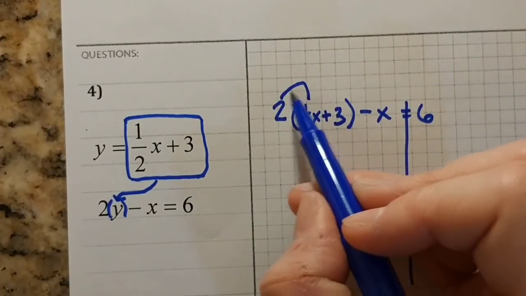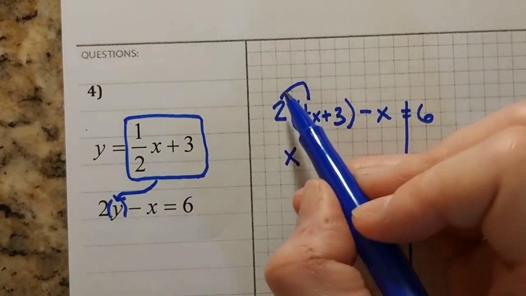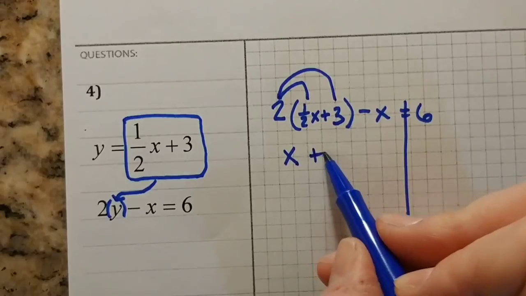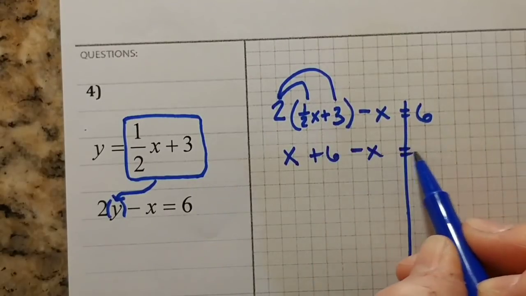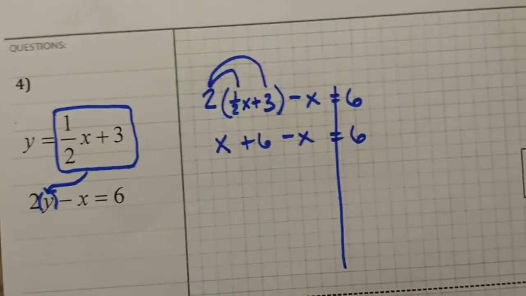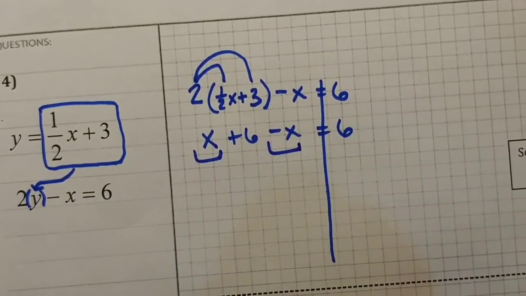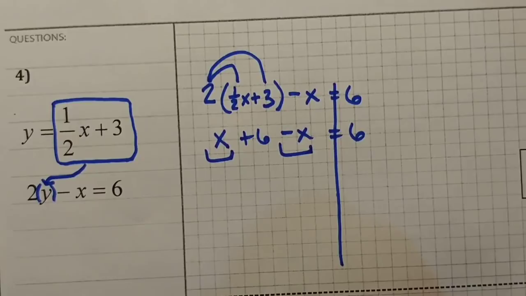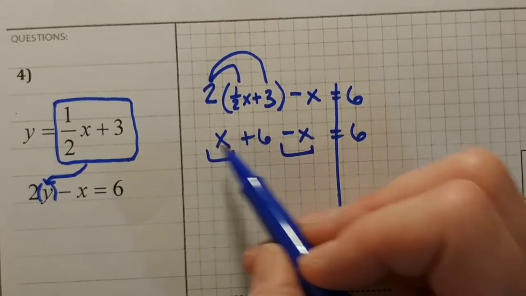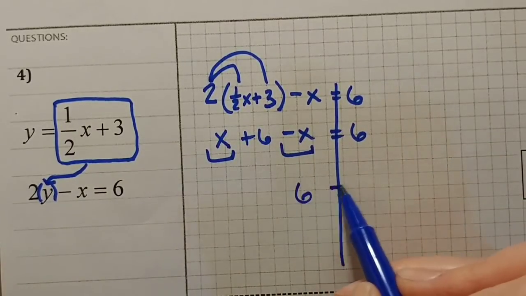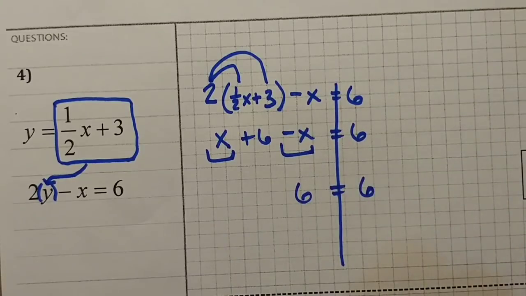2 times half, half of 2, that's 1x. 2 times 3, 6. Okay. Looks like we can combine like terms. X take away an x. Well, x take away an x is no x. So the x just disappeared, and I have 6 equals 6. Oh, and 6 does equal 6. Now notice that the x canceled out, and I am left with a 6 equals 6.